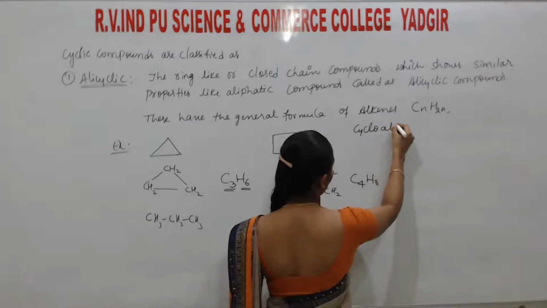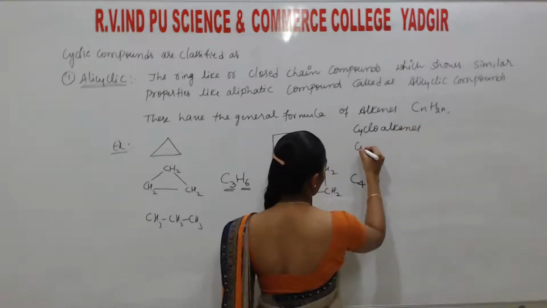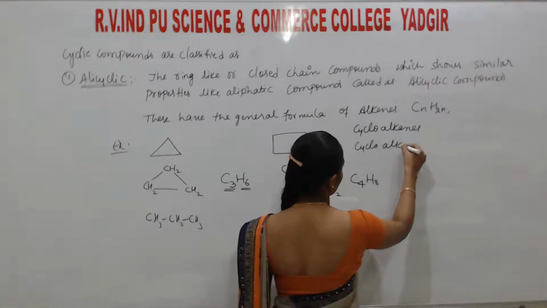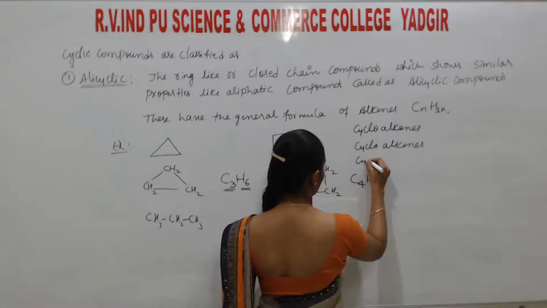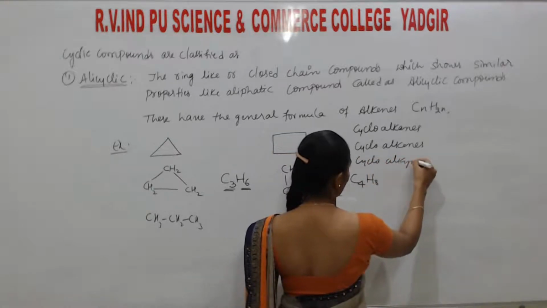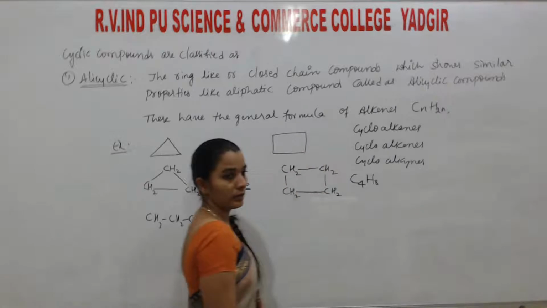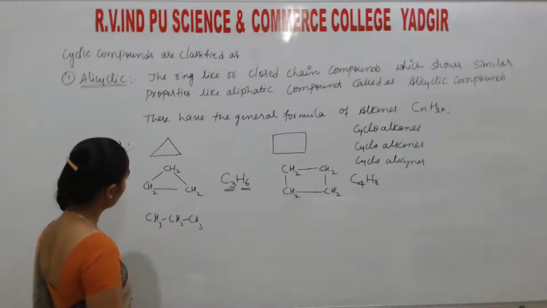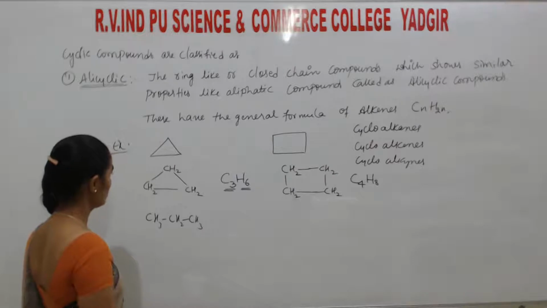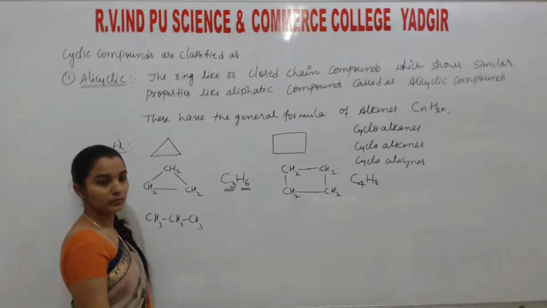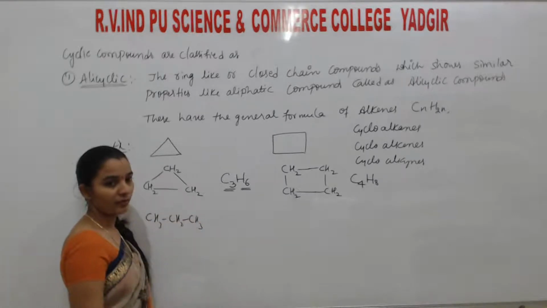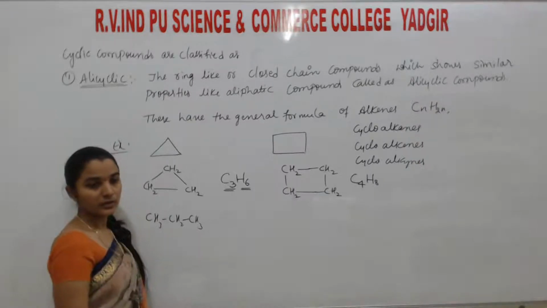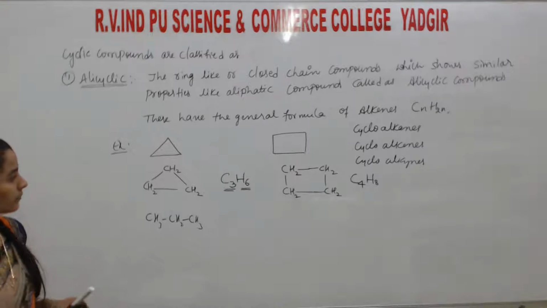All cycloalkanes, cycloalkenes. Okay. Next, cycloalkynes. Understood? So this is the example for alicyclic compound. Understand, students? So the next one is aromatic.